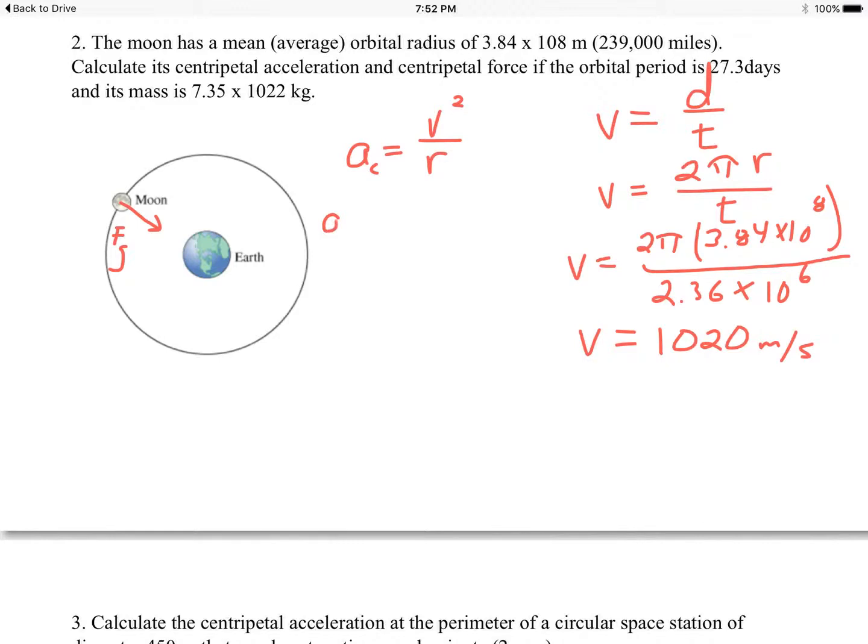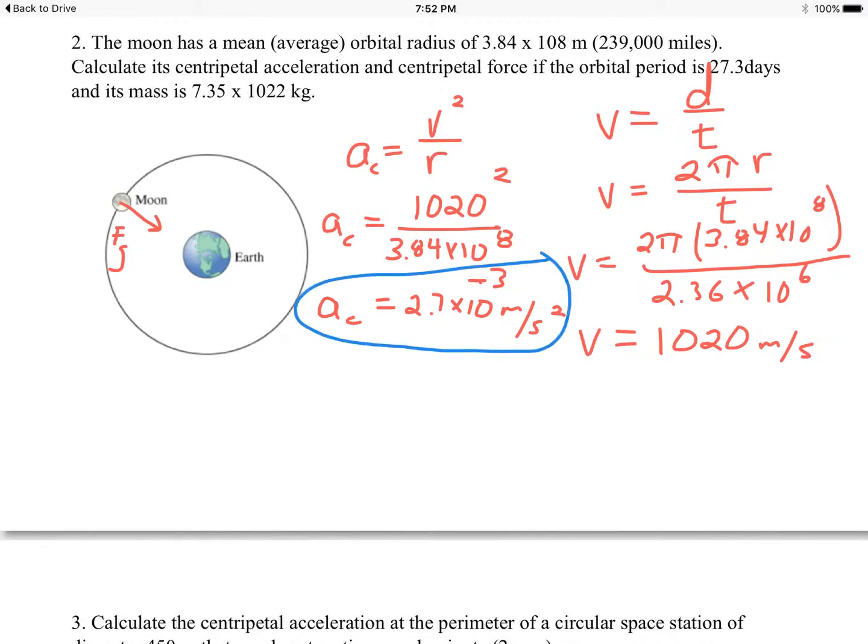Now I'm ready just to calculate the centripetal acceleration. That's 1,020 meters per second squared over that radius of orbit, 3.84 times 10 to the 8th meters. So the centripetal acceleration in this case comes out to be 2.7 times 10 to the negative third meters per second squared. Same units as we always have for acceleration.